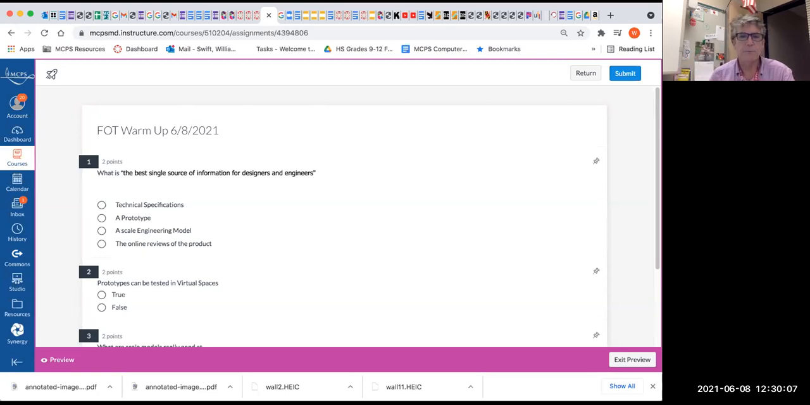I'm going to pick on James Allen. James, you just came in, but prototypes. The question is true or false? Prototypes can be tested in virtual spaces. What do you think? Barcode is jumping in to save the team. James, what do you think? Is it true that prototypes can be tested in virtual spaces or false?